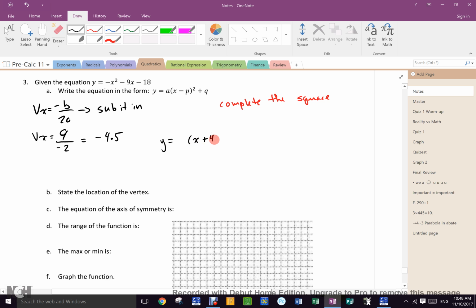X plus 4.5 squared. And it seems to me, I seem to remember it being 2.25. And the stretch factor was negative 1. I believe it was positive 2.25. Yeah? Okay. So the vertex for the first point, negative 4.5, positive 2.25. Would I also accept negative 9 halves and 9 fourths? Of course I would. As a matter of fact, I would prefer that.